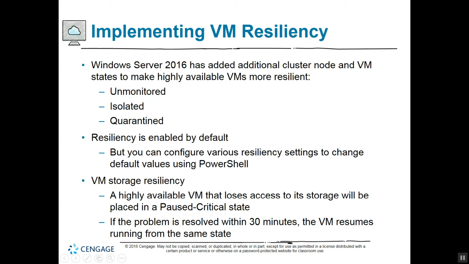Okay. Now we've got VM resiliency. Windows 2016 has added additional cluster node and VM states to make highly available VMs more resilient. Now, they're unmonitored, isolated, and quarantined. Resiliency is enabled by default, but you can configure various resiliency settings to change default values using PowerShell.